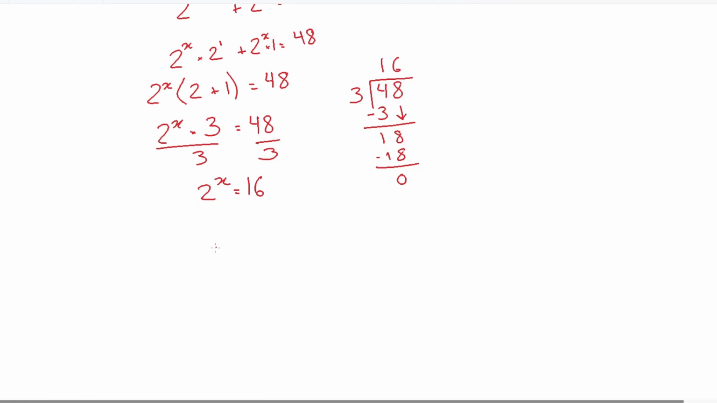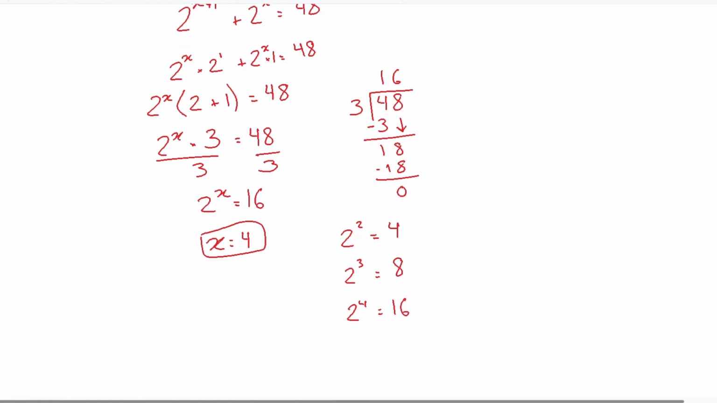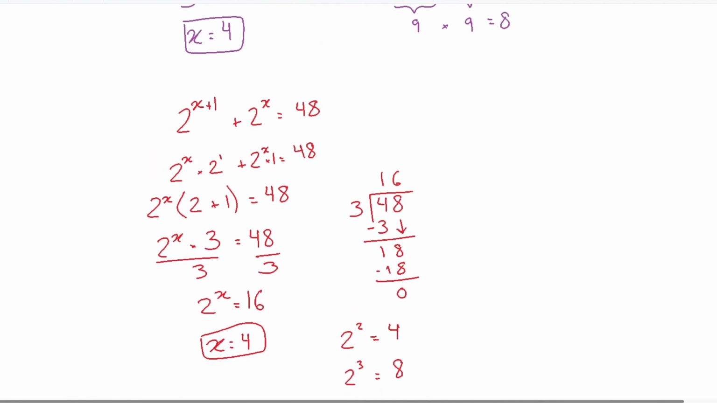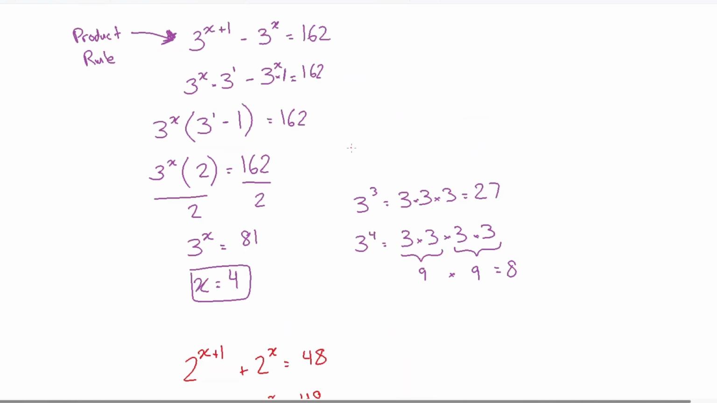What is x? Well, let's see. 2 to the second power, well, that's just 2 times 2, which is 4. 2 to the third power, that's 2 times 2 times 2, which is just 8. 2 to the fourth power, what do you know? That's 16. 2 times 2 is 4 times another 2 times 2, which is 4. 4 times 4 is 16. So x, again, equals 4. I believe we did find that up here, x equals 4. So x equals 4 in both cases.